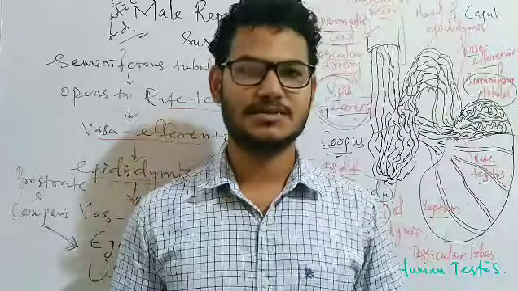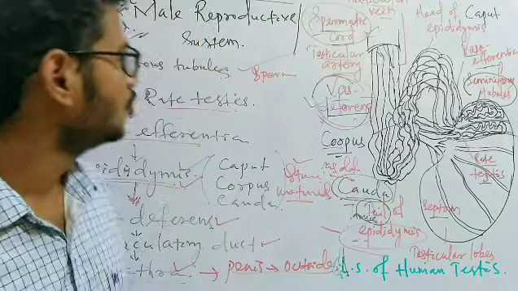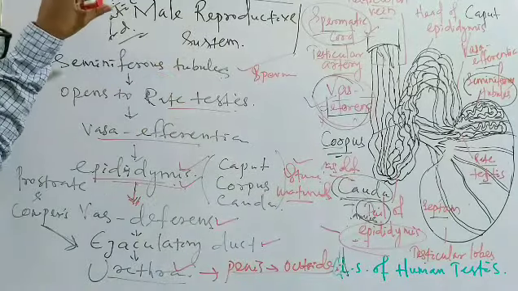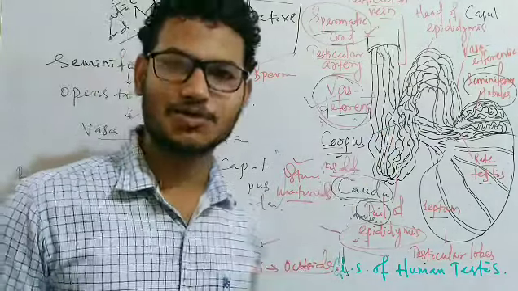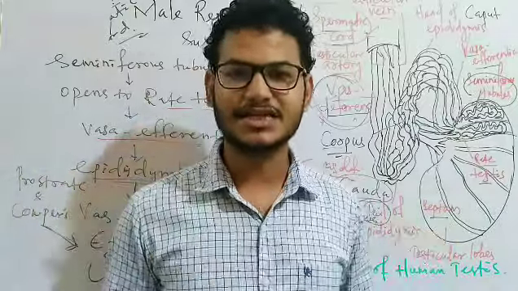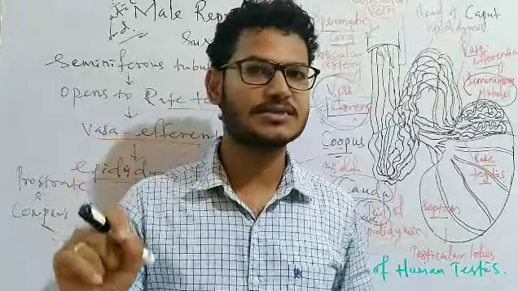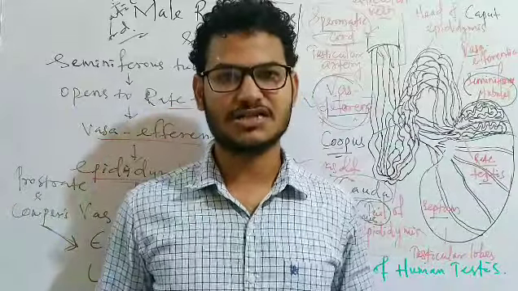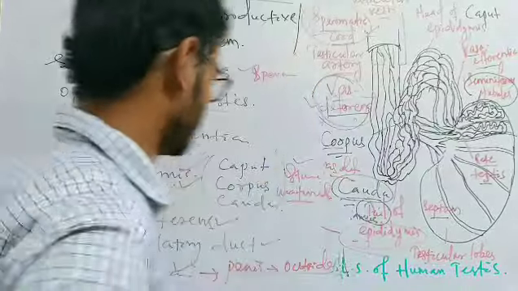In this video session, we will discuss the second part of the male reproductive system. We have discussed the first part, which contains the testes and different ducts associated with it. But in this session, we will discuss in detail the different glands associated with the male reproductive system, along with the different supporting structures. So let's start this session.